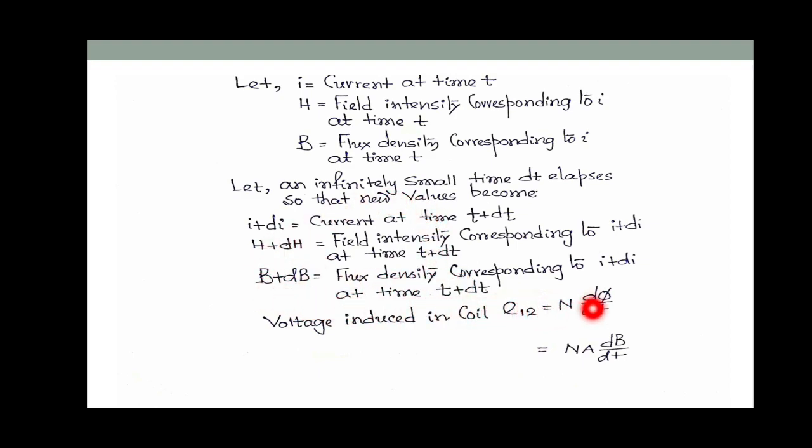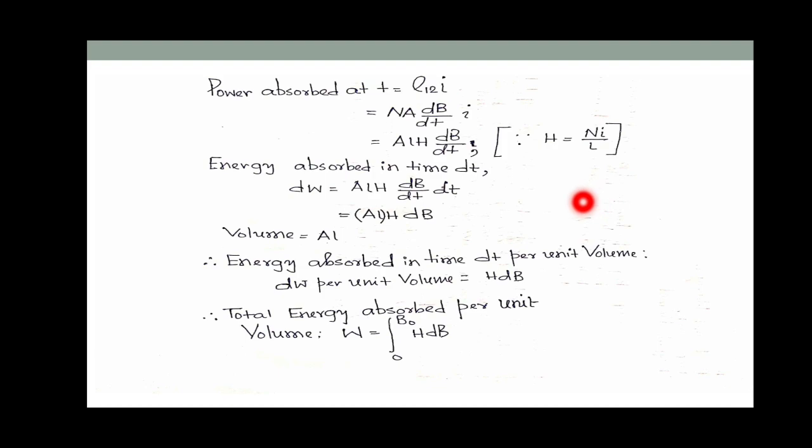Now voltage induced in a coil is N d phi by dt, where phi is the magnetic flux, and it equals N dB by dt. B is the magnetic flux density, and you all know that phi equals A into B, where A is the area. Now since you all know this formula, magnetic field intensity equals the ampere turns by the length, so this can be derived.